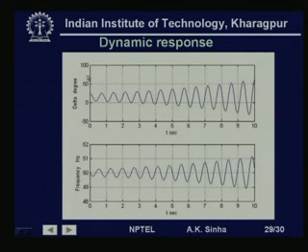And if we do the plot, we see how the delta angle oscillations keep building up. Same thing happens with the frequency. So, it will keep building up and the system will be in a runaway situation.